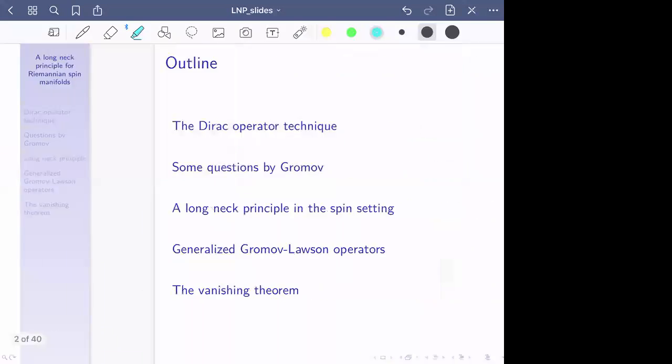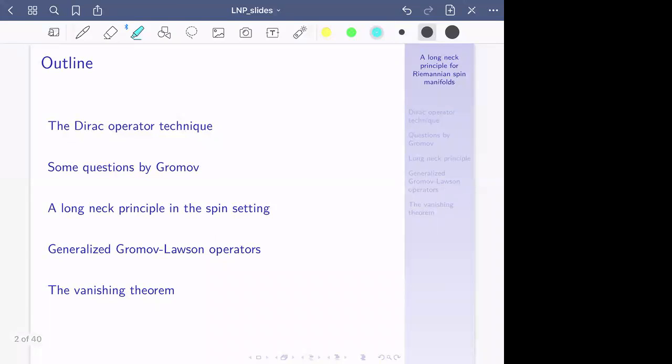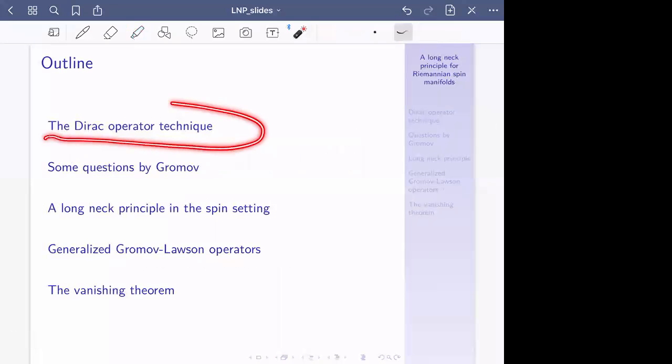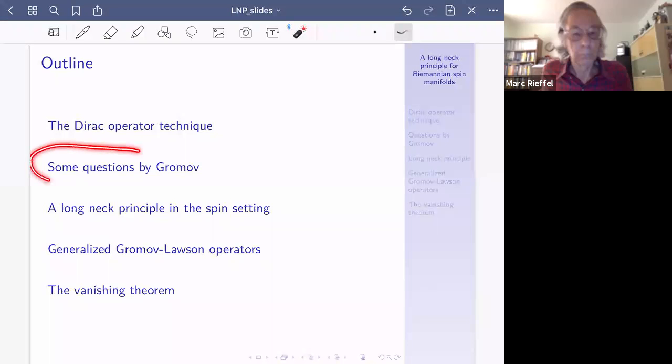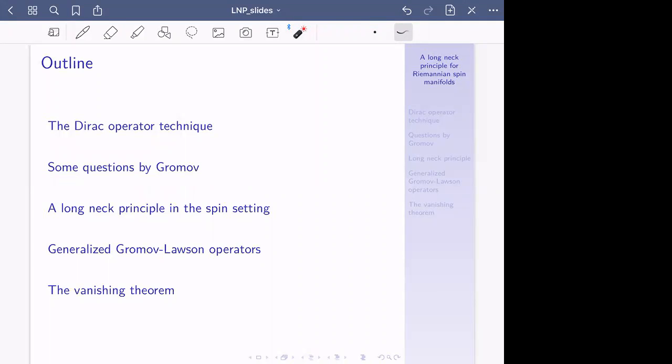So this is the outline of my talk. I will first quickly recall the Dirac operator technique to study metrics of positive scalar curvature on spin manifolds. Then I will discuss the geometric motivation of this work. In particular, I will discuss some questions and conjectures that have been recently proposed by Gromov.